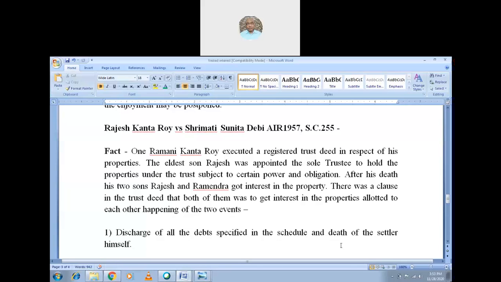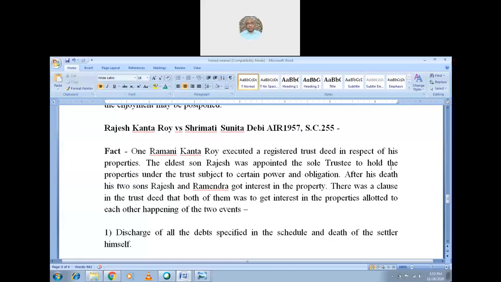Suppose, in one of the examples we cited, A's death or A's wife's death. Only after A's death and A's wife's death can he enjoy the property. But the vested interest comes from the date the deed is executed. So that was the thing which comes across in this case.